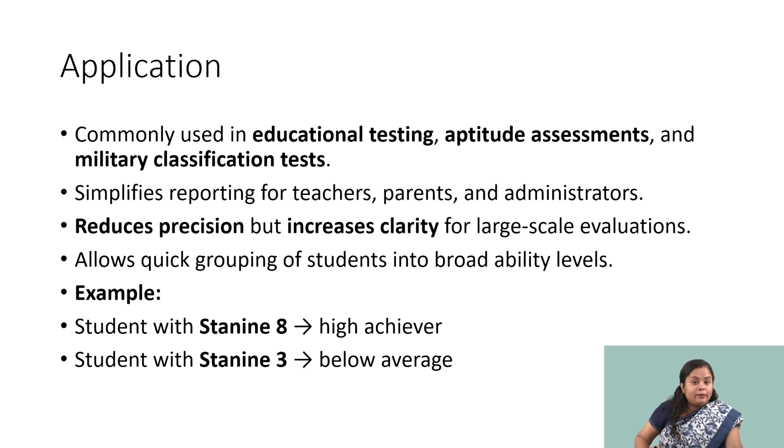But still, this test has been used in educational testing, aptitude assessment, and military classification tests. As I have told you, to select or recruit military personnel in some kinds of tests, this stanine score has been used. It simplifies the reporting for teachers, parents and administrators, but reduces precision and increases clarity for large scale evaluation. Let's take an example. If you test a student on an achievement test, convert the raw score into stanine, and get a stanine score of 8, the student would be a higher achiever because the score is above average. But if you convert the raw score and get a stanine of 3, it indicates that the student is a below average achiever.